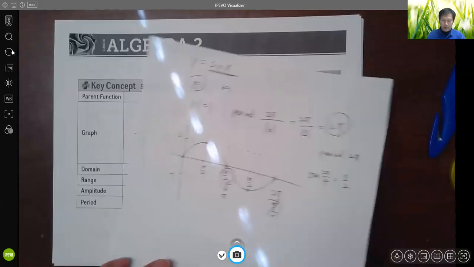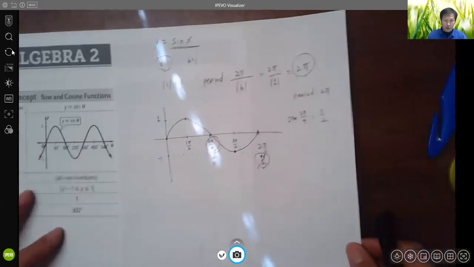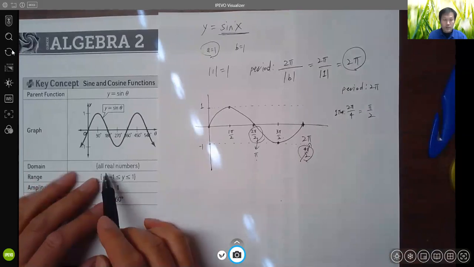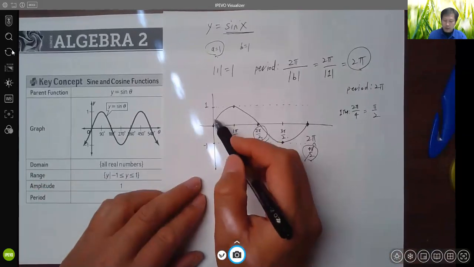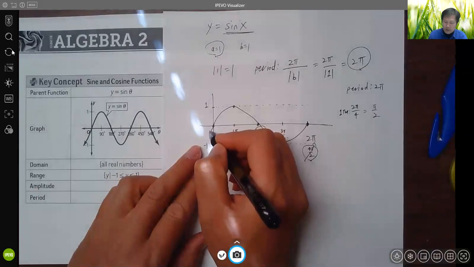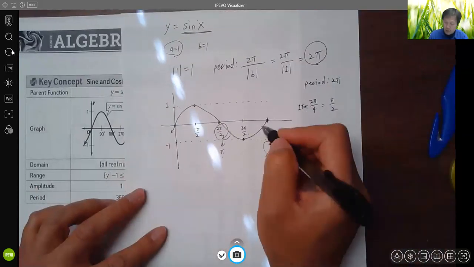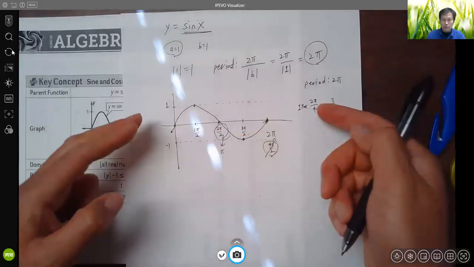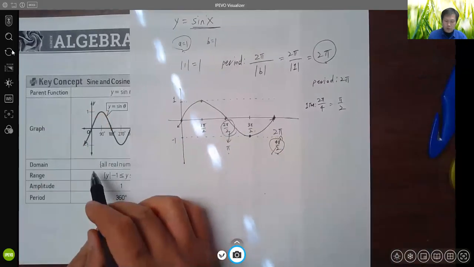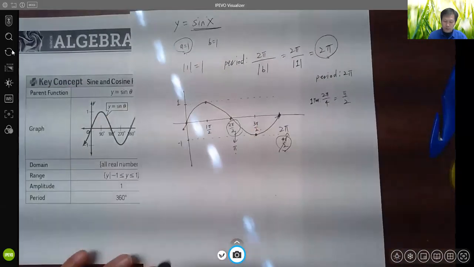Okay, analysis-wise, once you graph sine theta, you can tell domain is all real numbers. As you can see, this one is arrow. To be more precise, you have to put arrow, meaning it's going to keep going to the left, keep going to the right. So domain is covering all real numbers. That's why it's all real numbers.